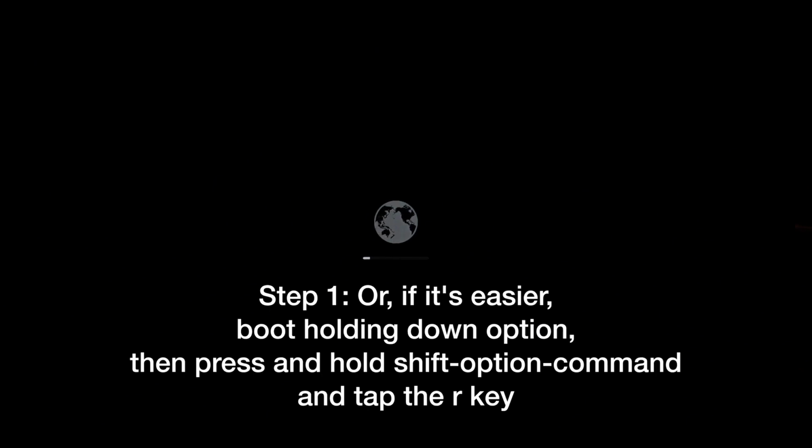So if Shift Option Command R is too much for you to manage, start up with the Option key down. Once you have the Startup Manager graphical user interface, hold the three keys, Shift, Option, Command, and then tap the letter R, and that'll put you into Internet Recovery Mode. So you'll see a globe. You might be asked to select a Wi-Fi network and enter the password if you're using Wi-Fi. If you're using Ethernet like me, you'll just see the globe spinning.